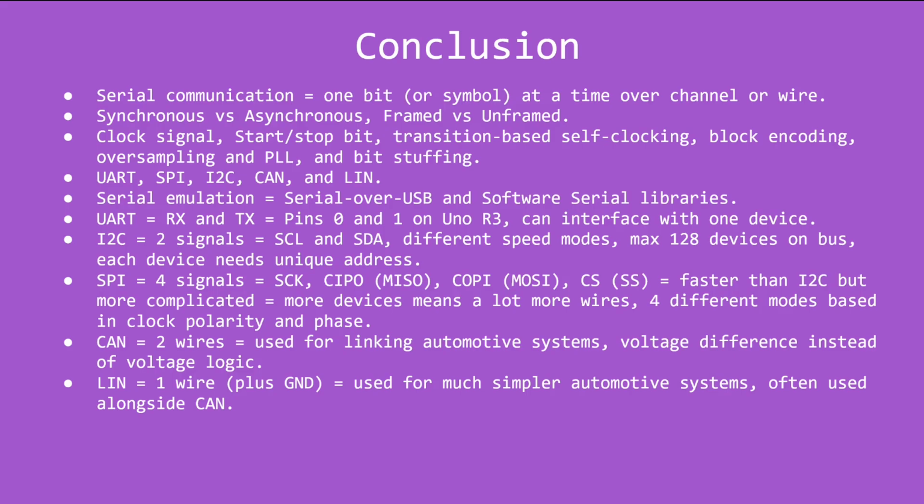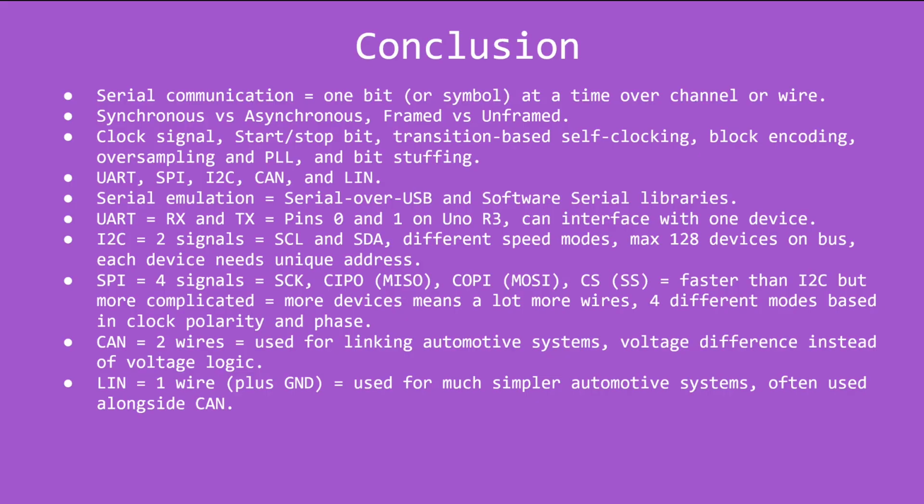SPI, we've got four signals: clock, the controller in peripheral out, the controller out peripheral in, and the chip select. It's much faster than I2C, but it's much more complicated. More devices are going to need more wires connecting to the bus. It also has four different modes based on clock polarity and phase.